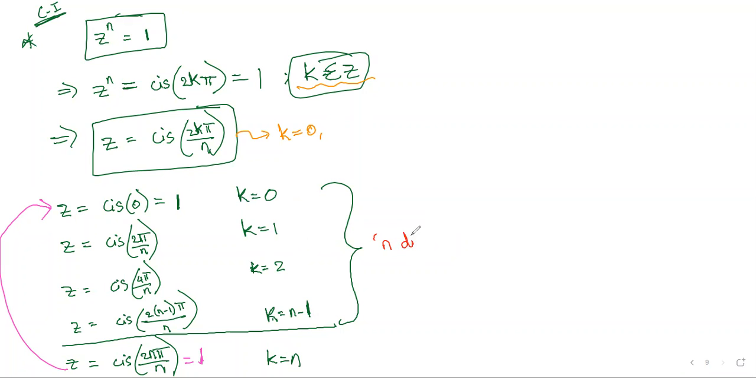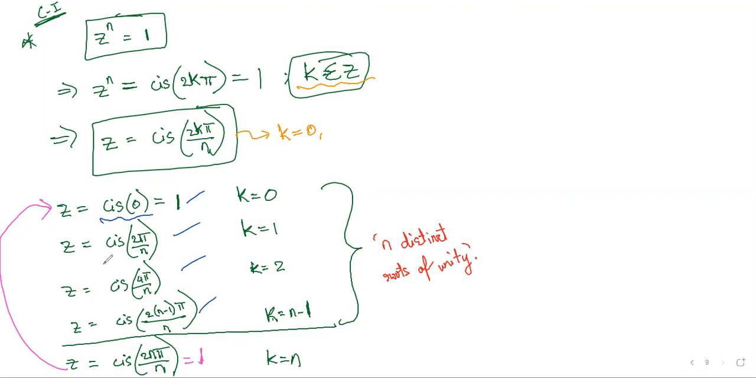Why am I saying n distinct roots? After this also, for other values of k, you'll get the answer, but you'll get repeated answers. After n minus 1, if you go till n, then again you're repeating the same cycle. Again you go to this root, then this root, and so on. So this is very, very important. The solution to z power n equal to 1 is nothing but n roots.